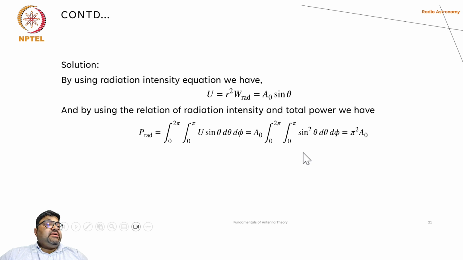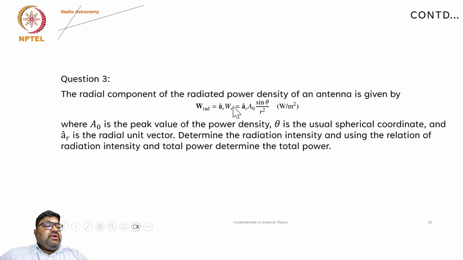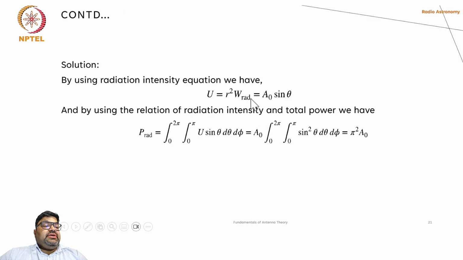So it's the same setup. U, the intensity, is R square times W rad. That is equal to A0 sine theta, because W rad is equal to A0 sine theta over R square, so R square cancels off. So P rad is the double integral of U sine theta d theta d phi, which is given by pi square A0.